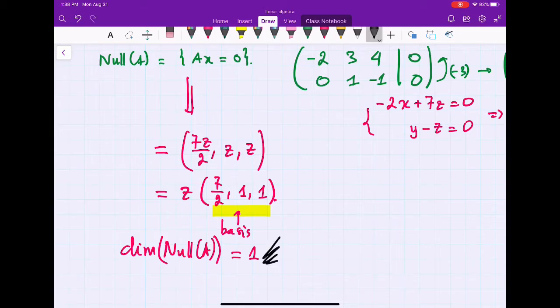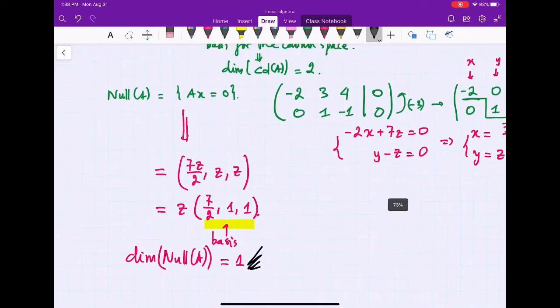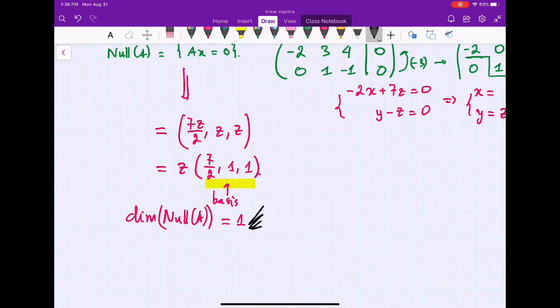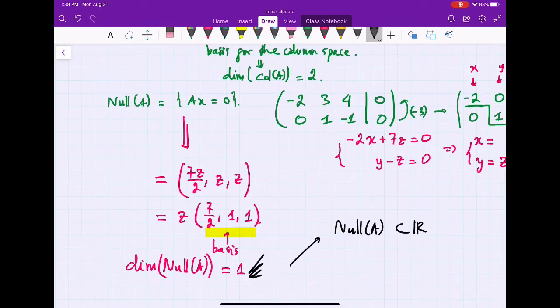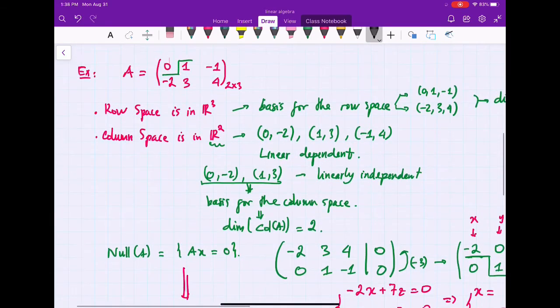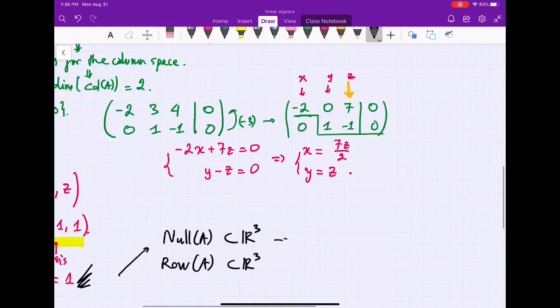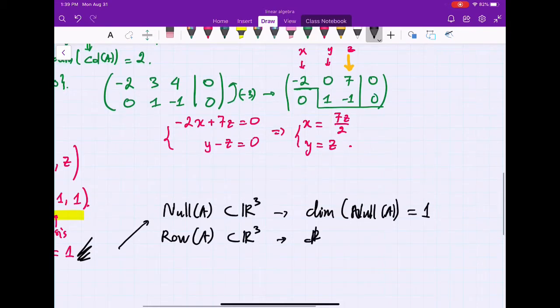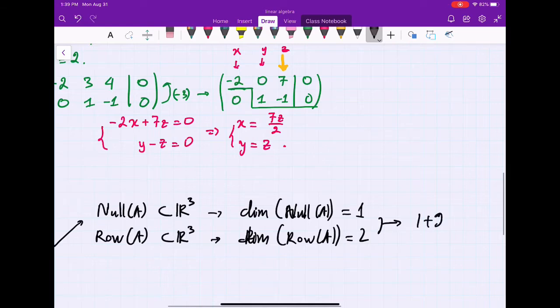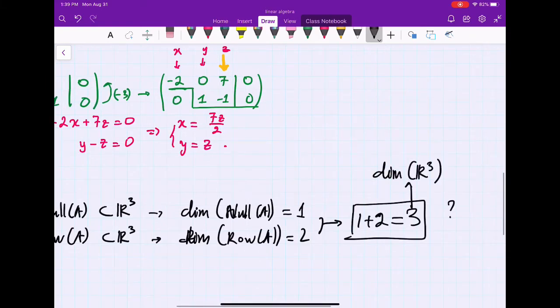Okay, before we move to the next example, I would like to mention one thing. The null space of A is a subspace in R3, and the row space is also a subspace in R3. Does that make sense? And what can you say about the dimensions of the null and the row spaces? The dimension of the null space is 1, while the dimension of the row space is 2. So if you sum them up, you get 1 plus 2 is equal to 3. That is the dimension of the whole space. Something interesting, right?